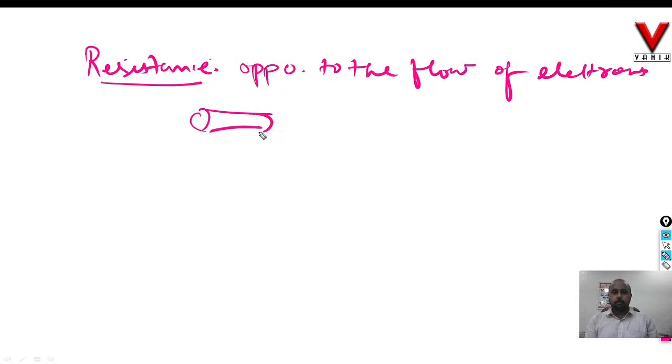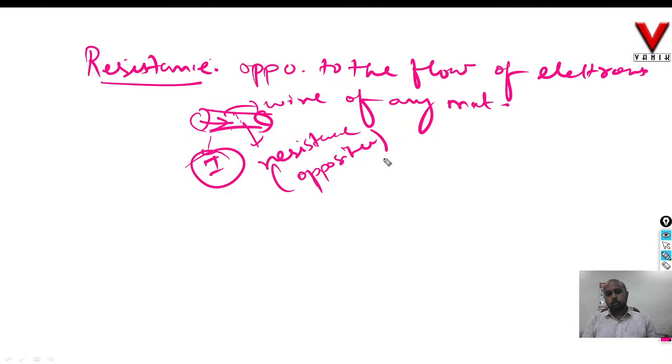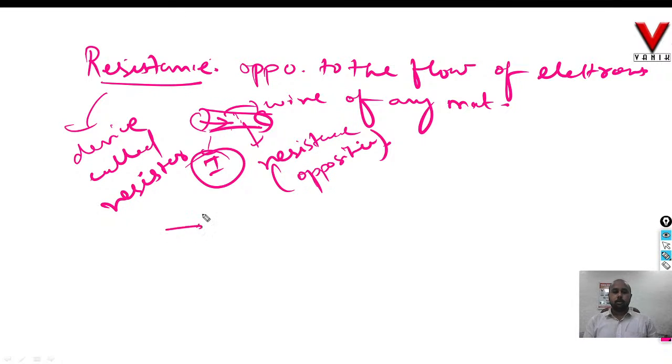So if I take a wire, this is a wire of any material. If I take it of any material, say electrons are flowing through this, which will constitute what? Electric current. Fine. So when it will constitute this electric current, what is going to happen? This material will also offer some kind of resistance or opposition. So if I want to increase its opposition, I have to use a device called resistor, and this is the device. It looks somewhat like this.